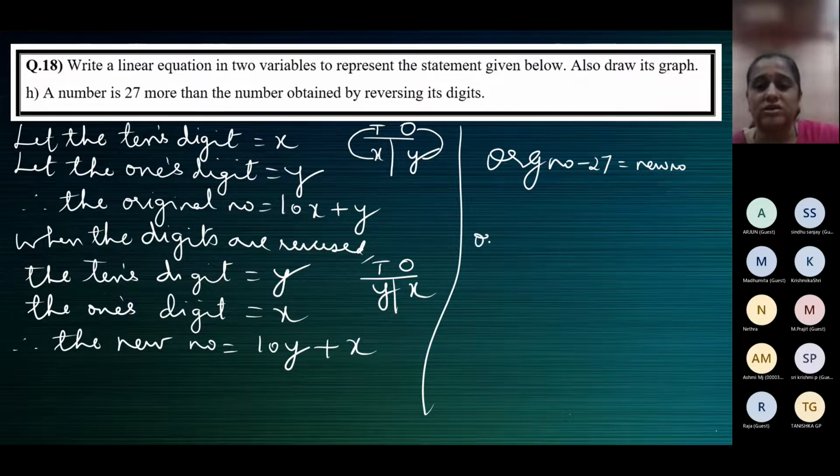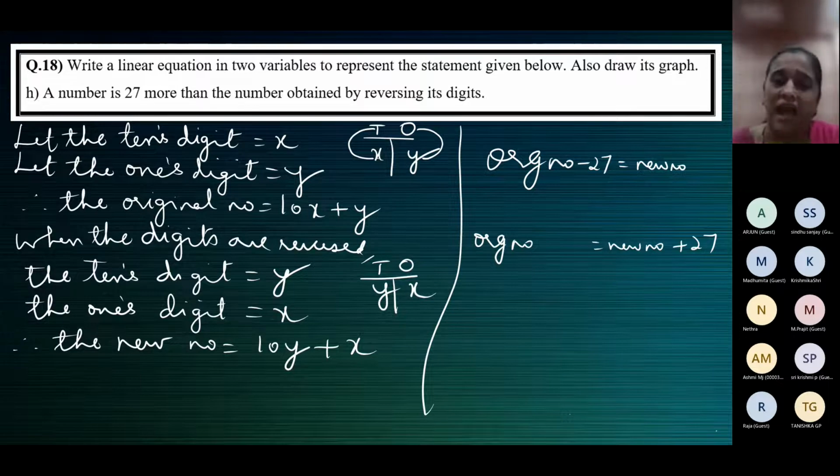Or if you write original number is equal to new number, again, you know that the left hand side is heavier because the original number is greater. So you know the left hand side is heavier and the right hand side is lighter. So what do you do to the right hand side? You add 27. They'll become equal. So to the lighter side, add, or to the heavier side, subtract. Then it'll be balanced and it'll be an equation.